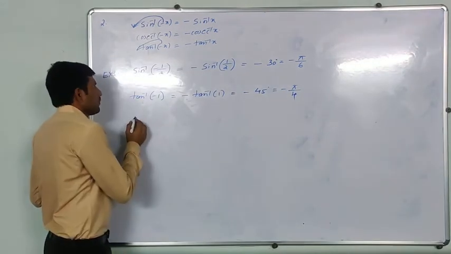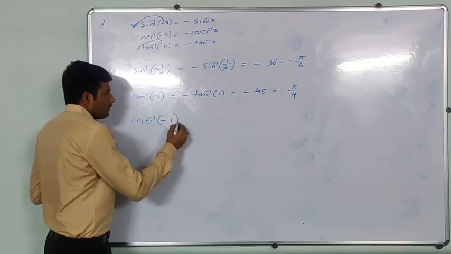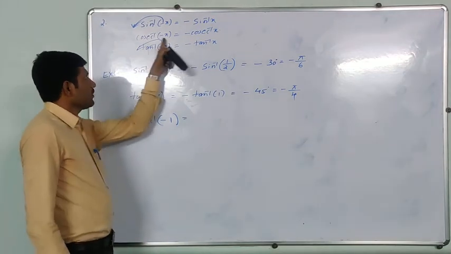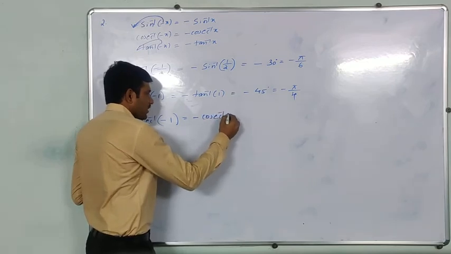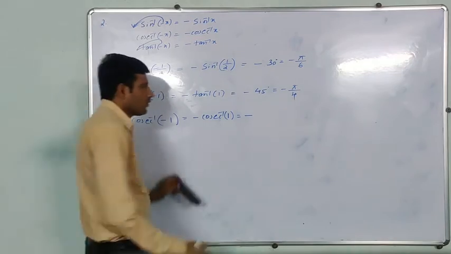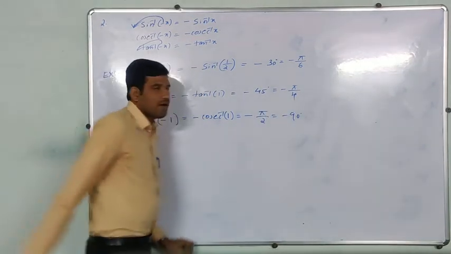Similarly, cosec inverse of minus 1. What is cosec inverse of minus x? Minus cosec inverse of x. So minus cosec inverse of 1. Cosec of which angle is 1? That is pi by 2 or 90 degrees.